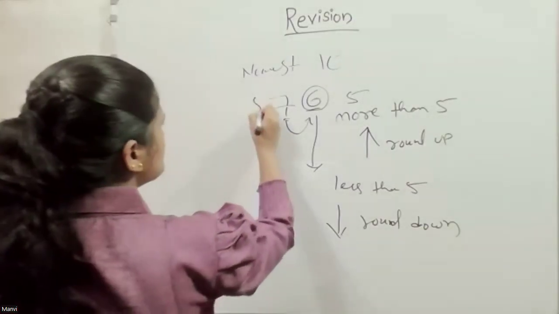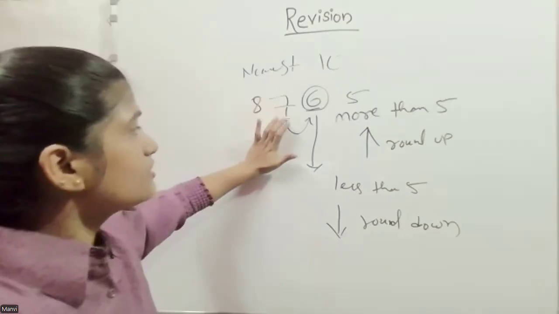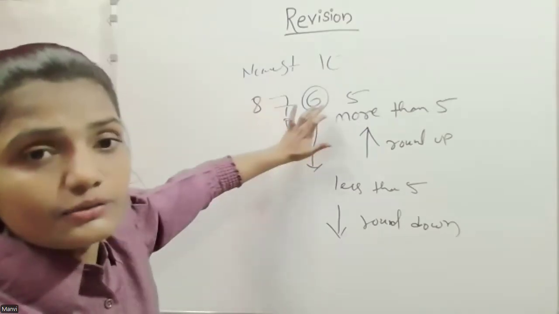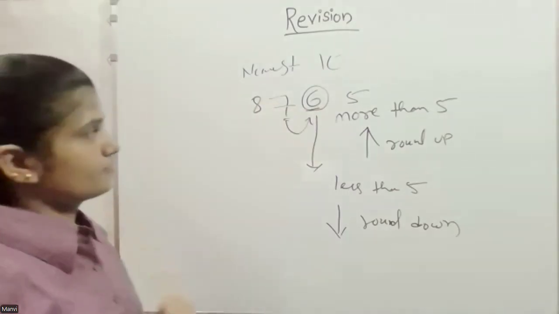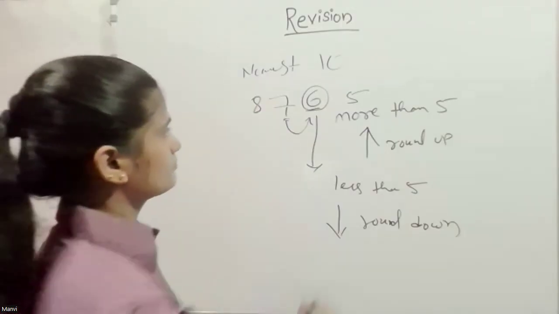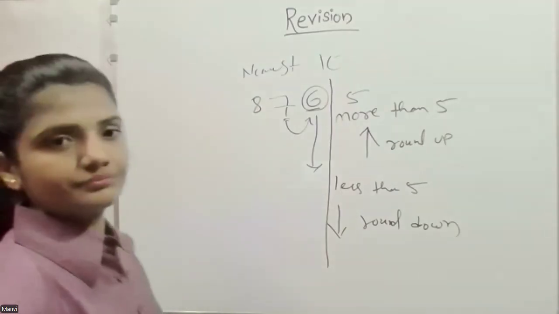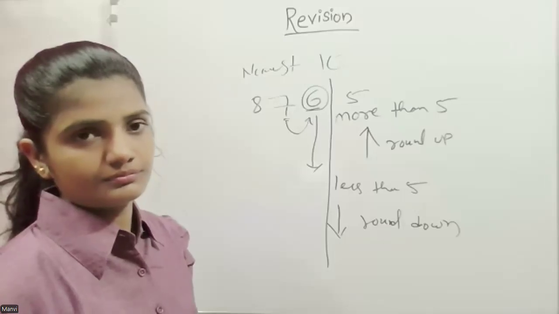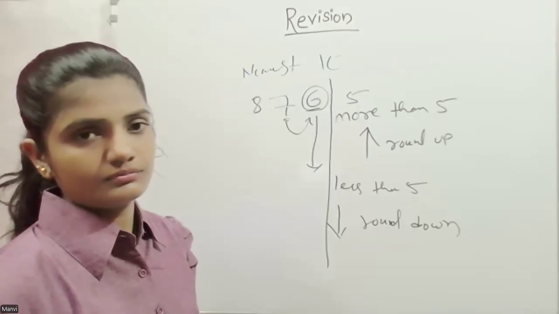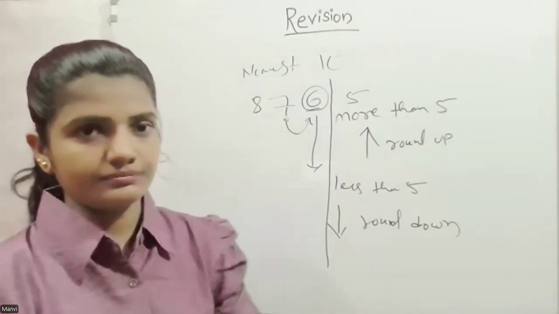So we don't look at the number written to the left of that number. No, whatever we need to round, just look at the number written to the right of that. Okay? So this is the rule. I'm just quickly writing it down. Okay, I've written it down.